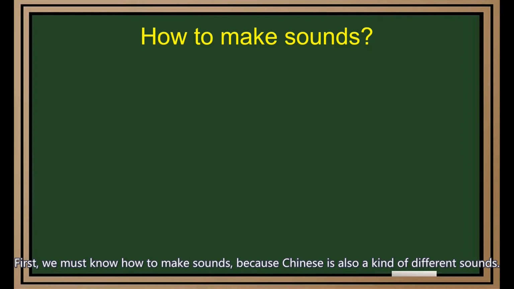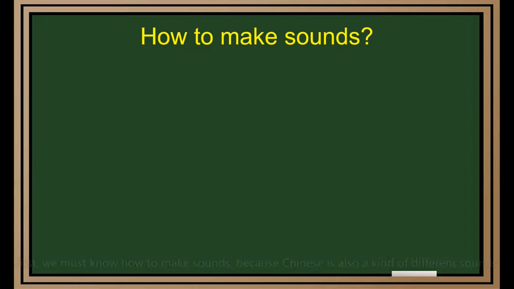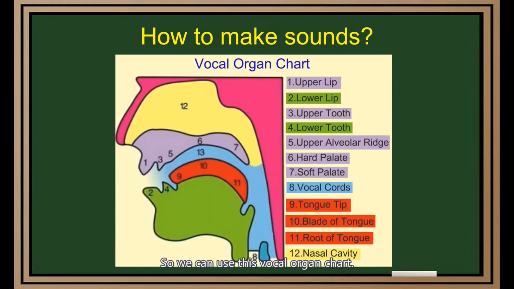First, we must know how to make sounds, because Chinese is also a kind of different sounds. So we can use this vocal organ chart. You should remember the different organs used to make sounds.